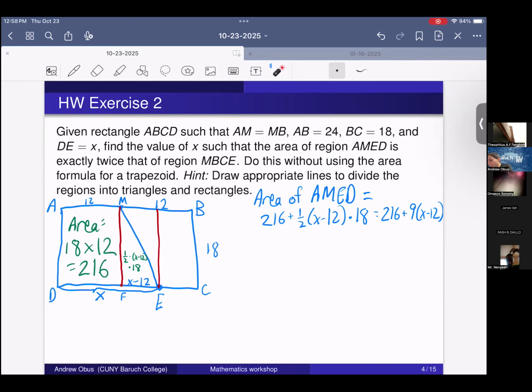Right, ultimately, we're trying to compare the region AMED to the region MBCE. So we want to find an expression for both areas. And then once we have an expression for both areas, we can set one equal to twice the other. Right, so any questions about area of AMED? Good.